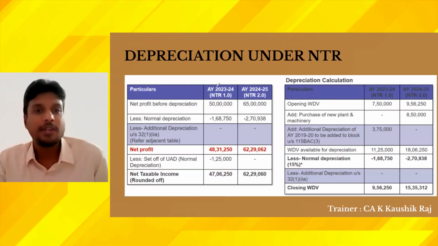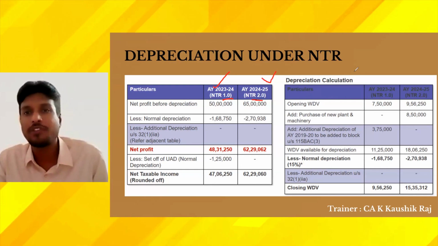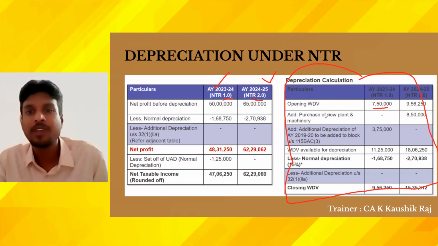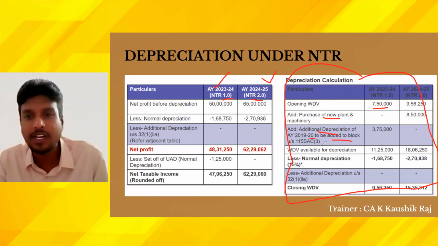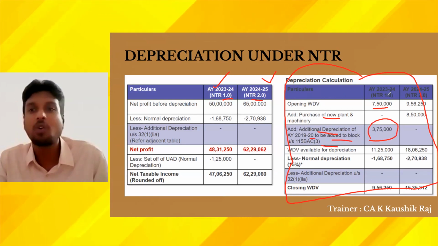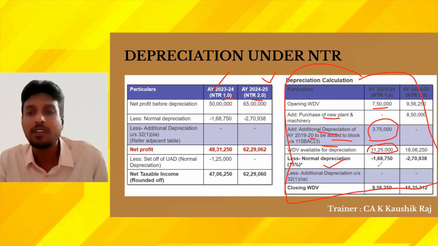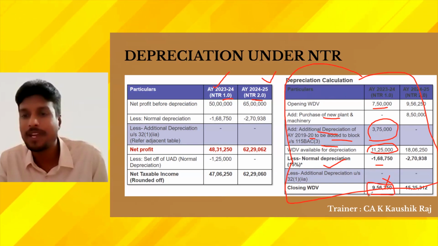If you see here, assessment year 23-24, new tax regime 1.0, assessment year 24-25, 2.0. First, let's do a depreciation calculation. Opening WDV 7,50,000, purchases, nothing is there. Additional purchase, additional depreciation of 1920 to be added back because you're not allowed to claim under new tax regime. WDV available is 11,25,000, normal depreciation 15%. Additional depreciation not allowed. So closing WDV will become 9,56,000.